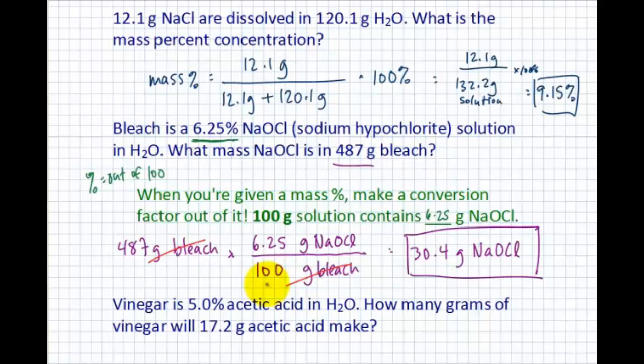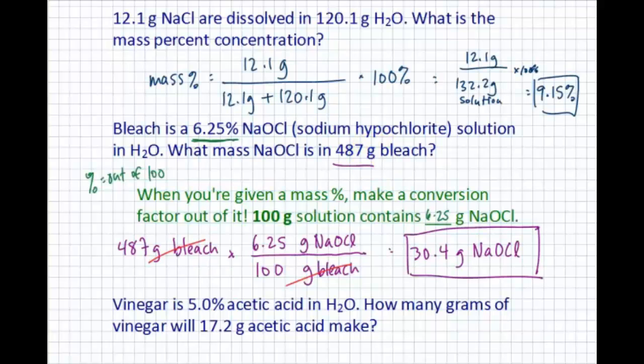But if you look at this number here, it should make sense based on how much bleach that we have. All right, if I've got 487 grams of bleach, which is the solution itself, and only 6% or so of it is the active ingredient, well, that makes sense. That seems like it's about 6% of 487.